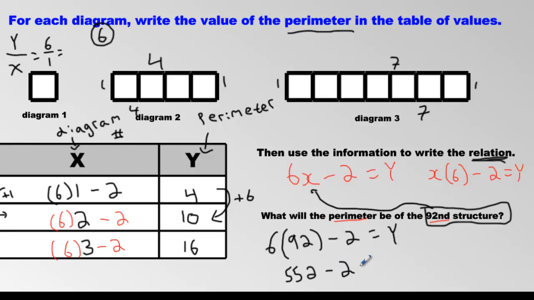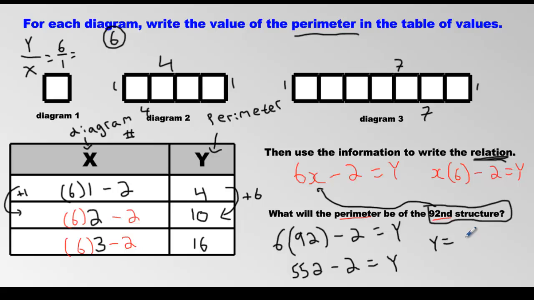552 subtract 2 equals y. So what's y going to be? Y equals 550. 550 what? We can call them centimeters. If we assume each block is a centimeter all the way around, we could say 550 centimeters is the perimeter of the 90-second structure. How simple is that? Once you've got yourself an equation, we can do all kinds of things with that equation.